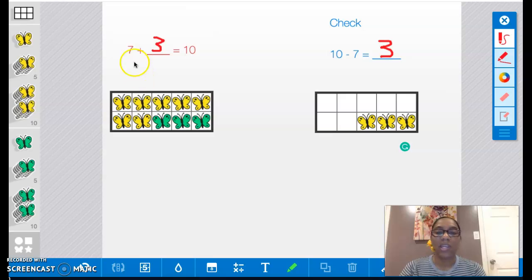So now we can say 7 plus 3 equals 10. 10 minus 7 equals 3.